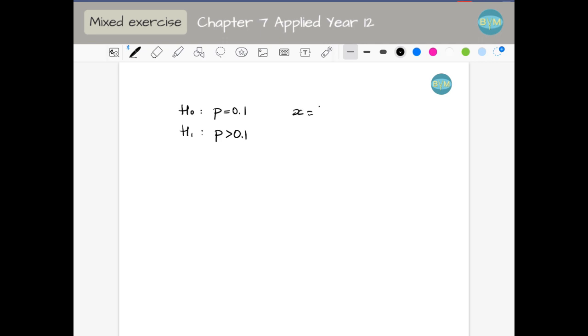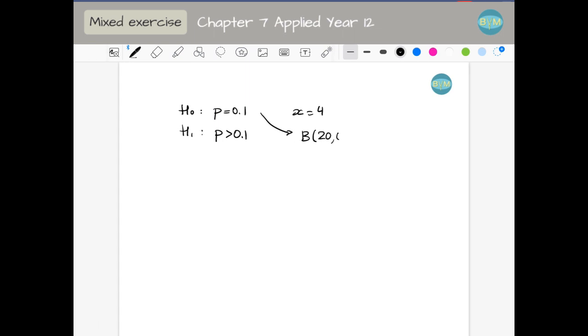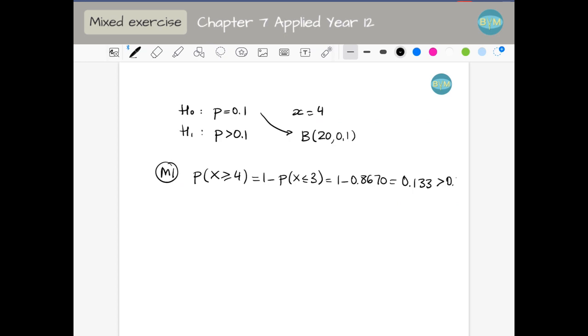Observed value is 4. This means this is a binomial. We have now 20 articles instead of 50, so binomial 20, 0.1. And method 1, we are going to check the probability of the observed value, so greater or equal than 4, which is 1 minus probability of x smaller or equal than 3. Calculator, and it's 1 minus 0.8670, which is 0.133. And this is greater than the significant level, which is 10%. So this is greater than 0.1, just, but it's greater.